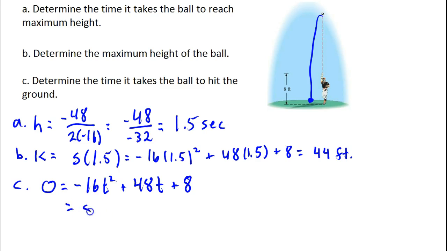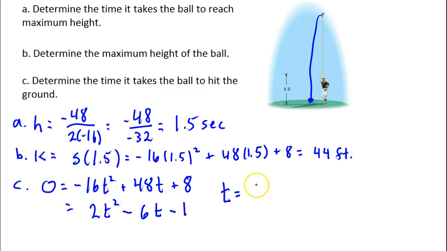And I'm going to divide everything by negative 8. Wouldn't that be best? I like that better. Okay, so I'm going to divide negative 16 by negative 8. I'm going to get 2t squared. And then this is going to be a minus 6t minus 1. Okay, I don't think we can factor that, so let's do the quadratic formula.